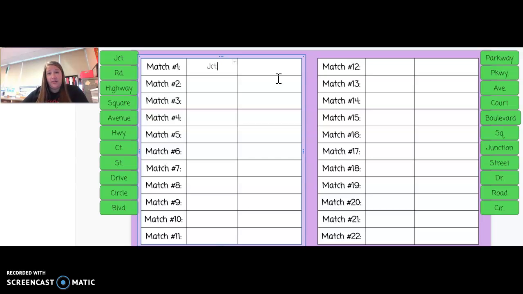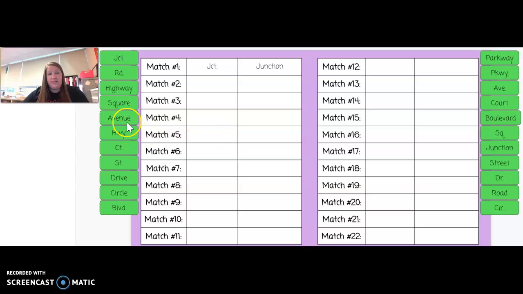Now I need to go find the word that is associated with this abbreviation. I know that word is junction. So look through these green tiles and find the word junction. I found it right over here. JUNCTION. That is what you need to type directly next to the abbreviation. Capital JUNCTION. You have found your first match.